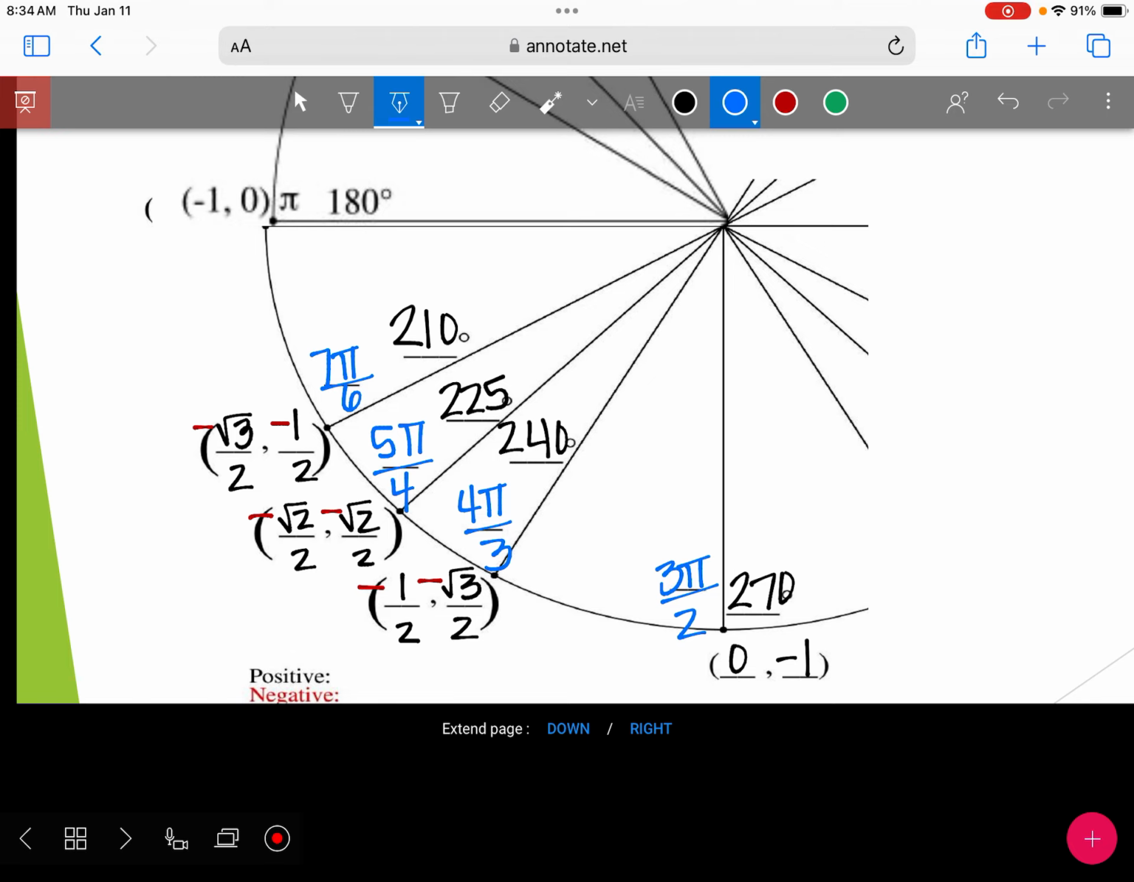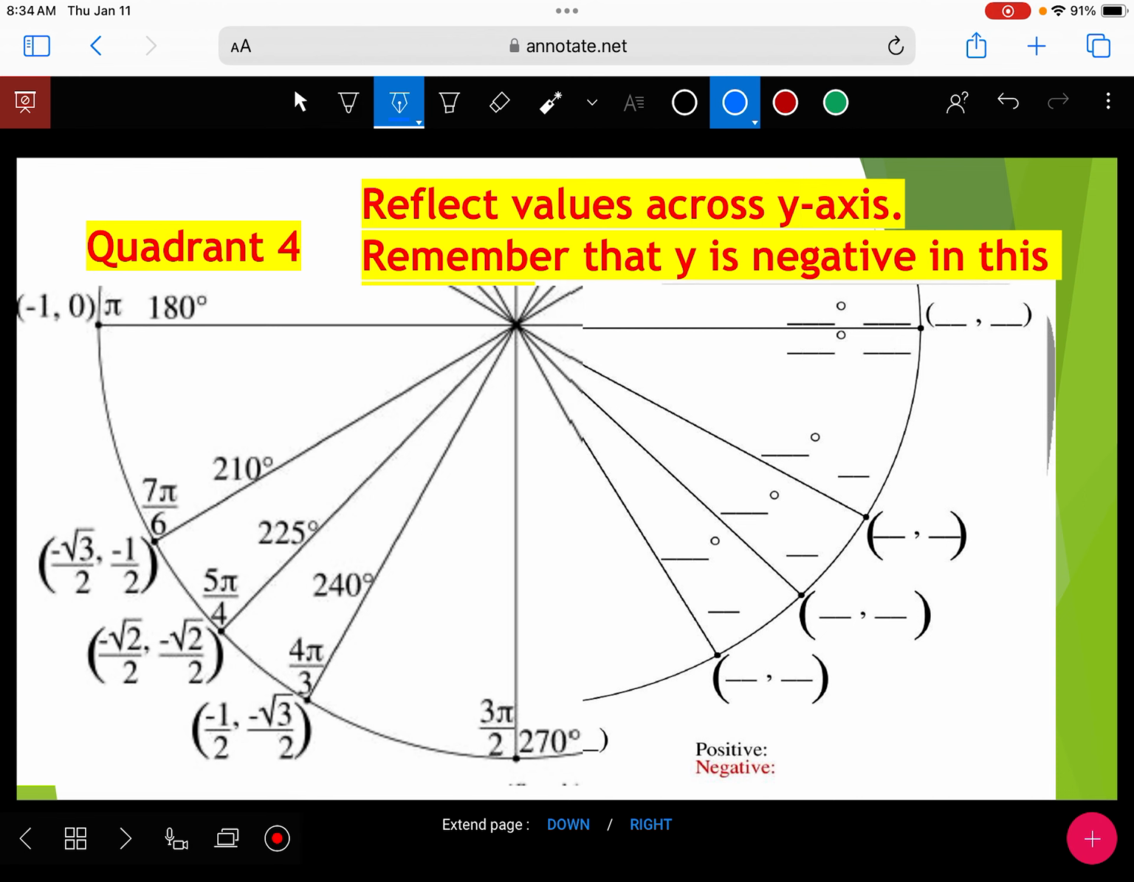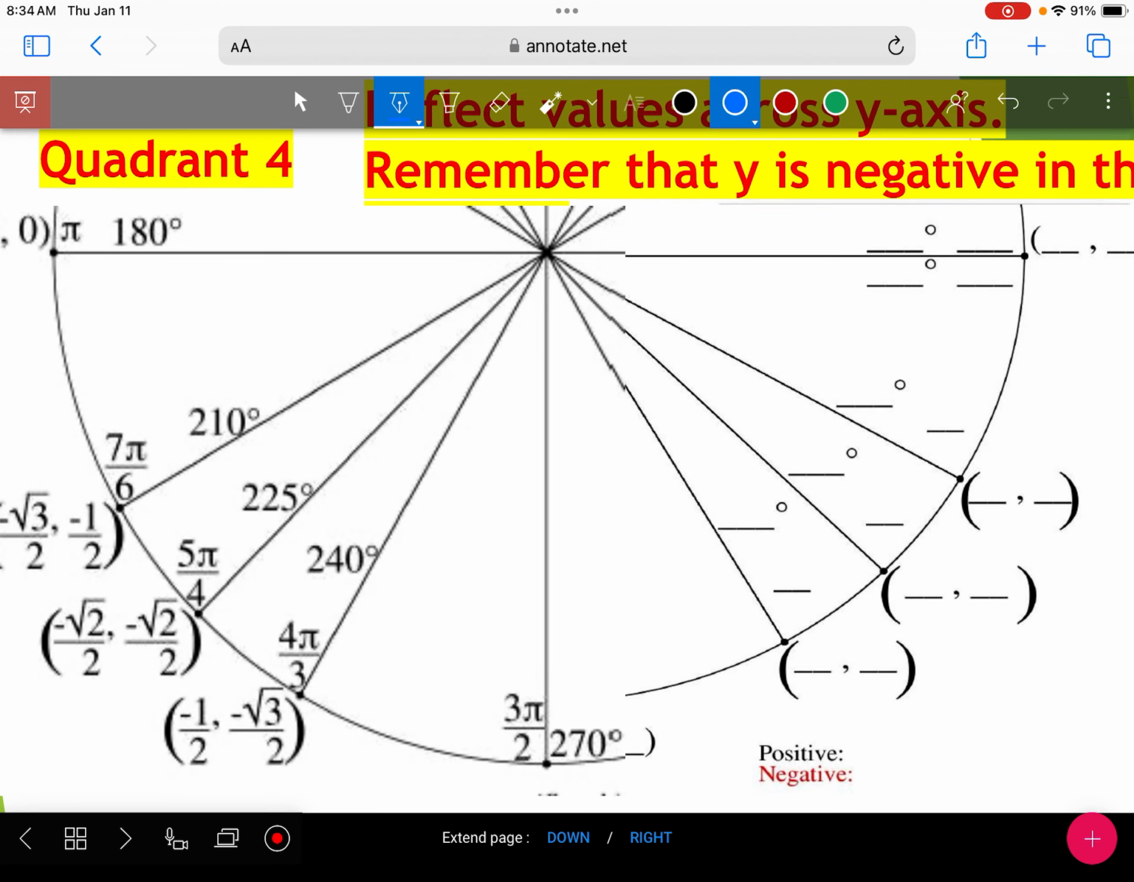So our last quadrant, quadrant 4, guess what we're going to do again? Reflect it. So I'm going to make a reflection. This time I'm reflecting it across the y-axis again. So look at the board. I'm going to take this answer, put it here. And then this one will go here. And then this one will go here.